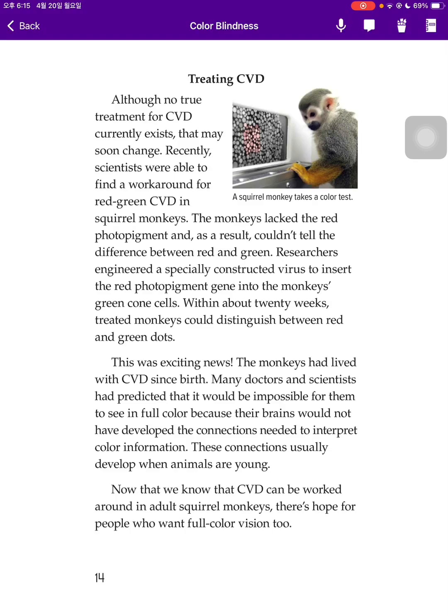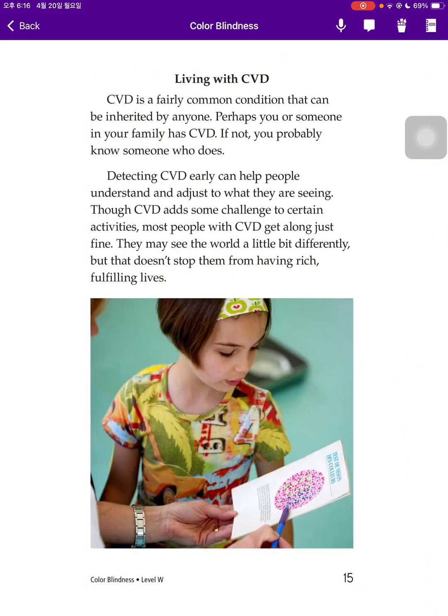This was exciting news. The monkeys had lived with CVD since birth. Many doctors and scientists had predicted that it would be impossible for them to see in full color because their brains would not have developed the connections needed to interpret color information. These connections usually develop when animals are young. Now that we know that CVD can be worked around in adult squirrel monkeys, there's hope for people who want full color vision too. Living with CVD.